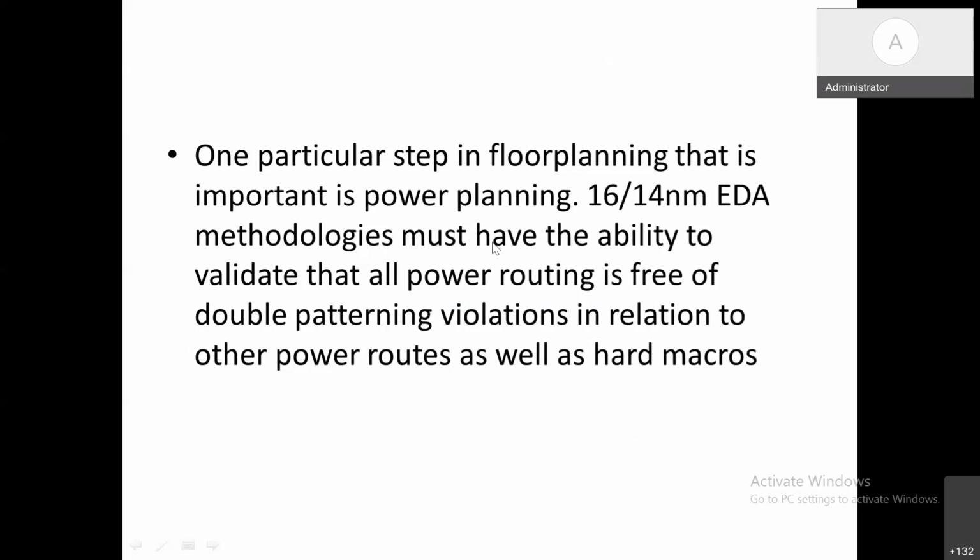And the EDA tool should also validate that all the power routing is free from double patterning violations. Very, very important: power routes as well as hard micros. The EDA should help the designer to avoid the problems which may come across when the system is designed.